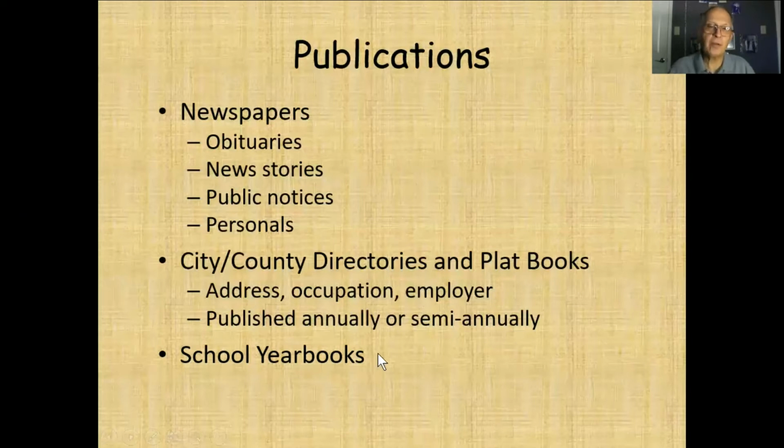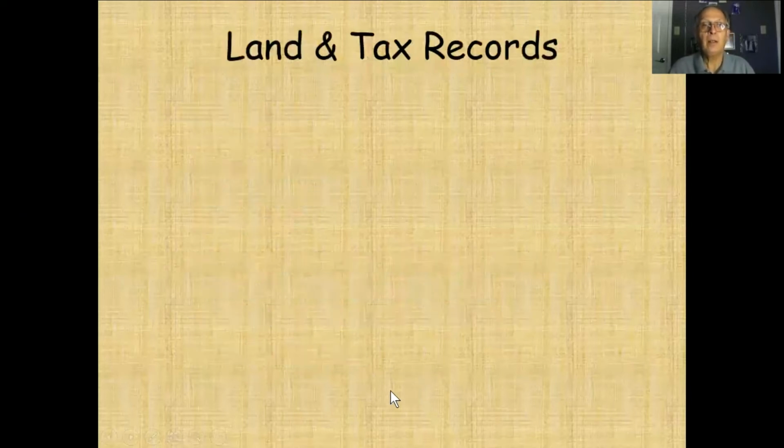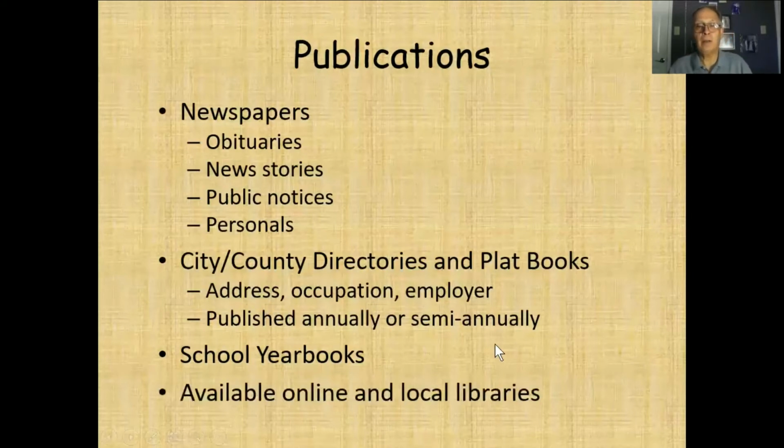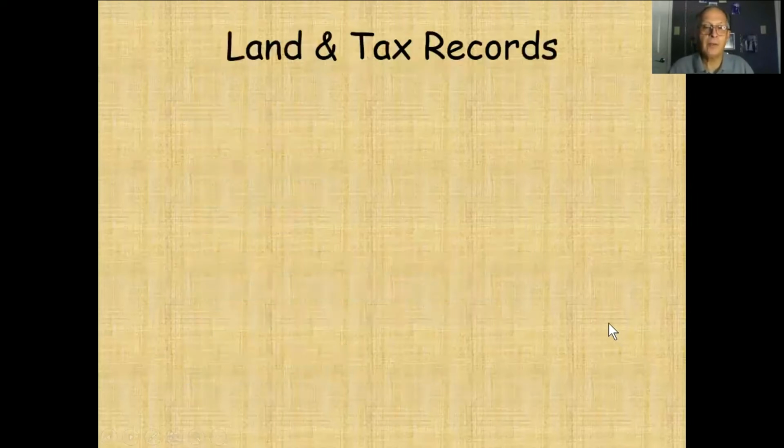School yearbooks, the public libraries will have those. In Cedar Hill, it's the Historical Society office. They're more for background information and maybe some clues as to who siblings are. And all of these are, as I said, available online and at local libraries.